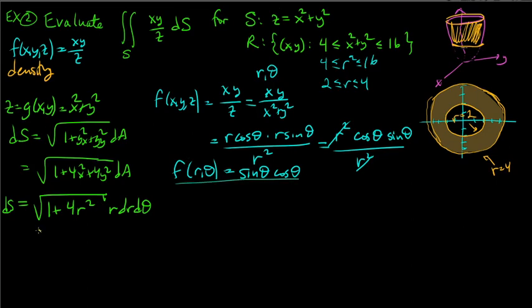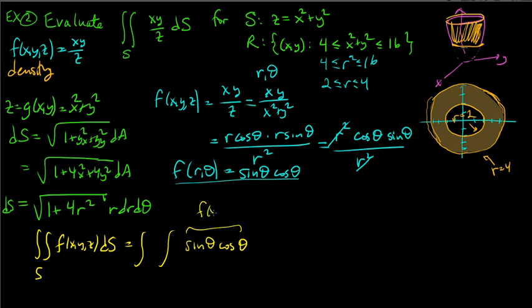All right, so putting this all together, we can now do the surface integral of the function dS. The function is just sine theta cosine theta, and this is my f of x, y, and z. And then the dS is the square root of 1 plus 4r squared times r dr d theta.